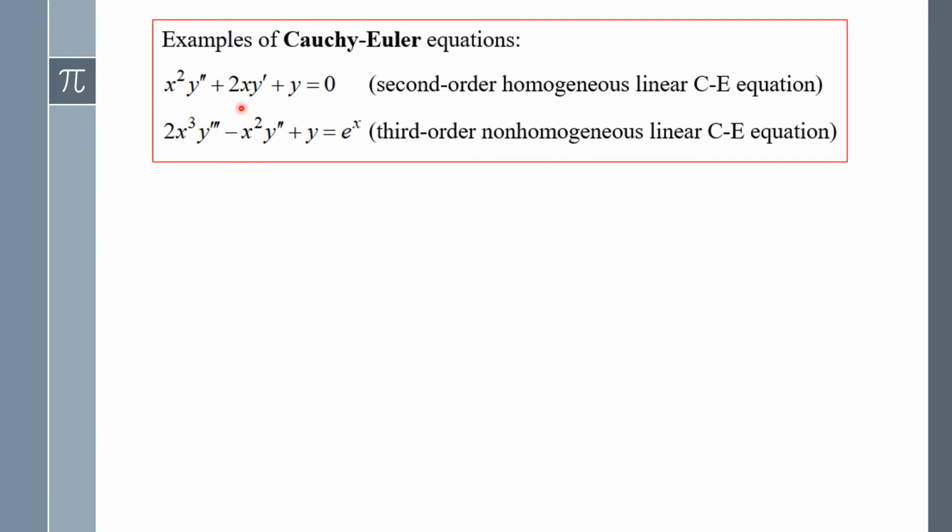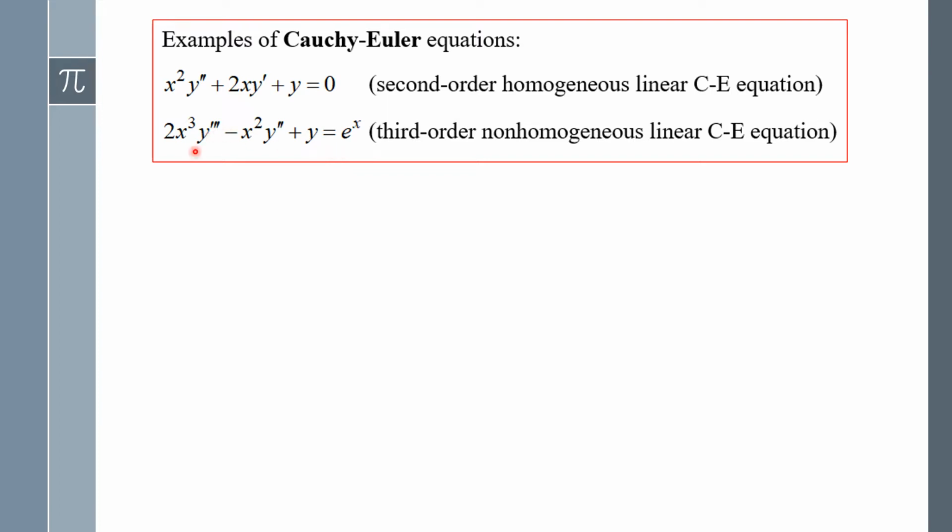For the second term, the degree of x is equal to 1 and matches with the order of differentiation of y, which is 1. And for the last term, the degree of x is equal to 0, and there's no derivative of y. And so this is a Cauchy-Euler equation, and it is said to be homogeneous because g(x) is equal to 0. This example is a third order non-homogeneous linear Cauchy-Euler equation.